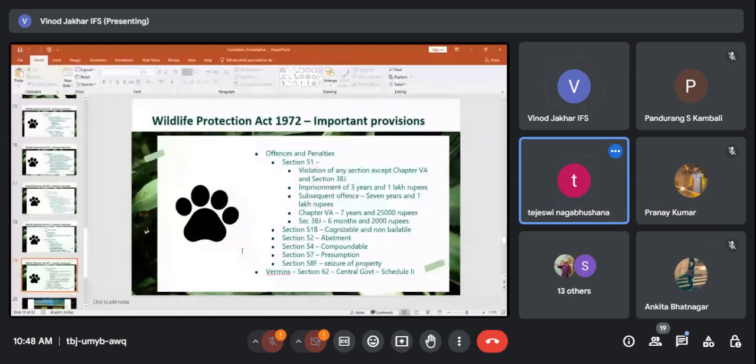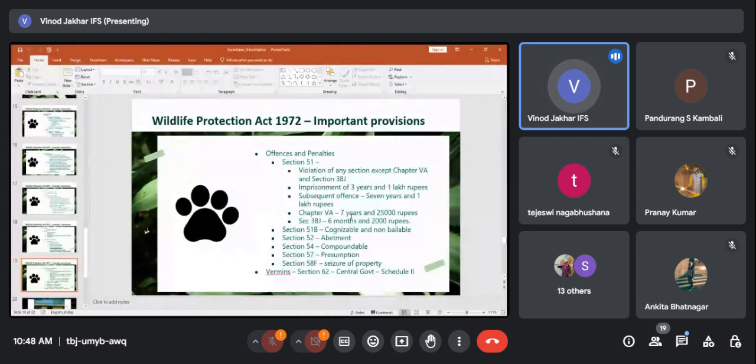So this is chapter 5A: trading in animal articles, 7 years; teasing in a zoo, 6 months; cognizable and non-bailable. I was asking this: what is a cognizable offense? Any one of you can tell.